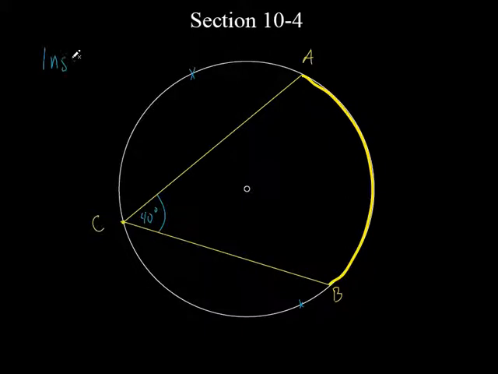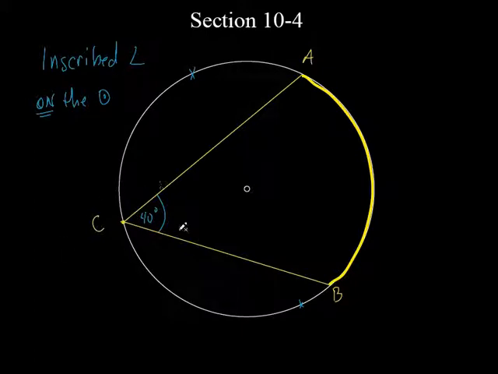We call this an inscribed angle. An inscribed angle is when you have an angle where the vertex of that angle lies right on the circle itself. Not inside the circle, not outside the circle, not even at the center of the circle. The vertex is on the circle. Everybody got that? Put a little dot right there. So it's on the circle.